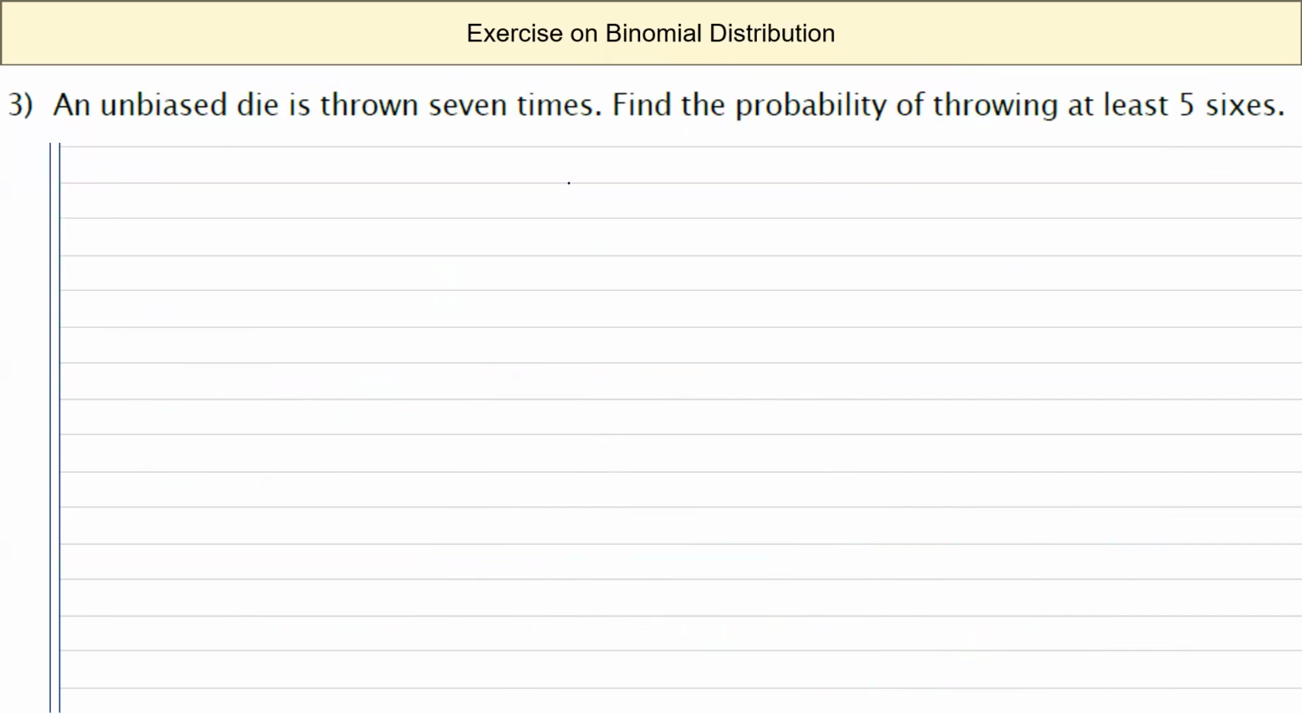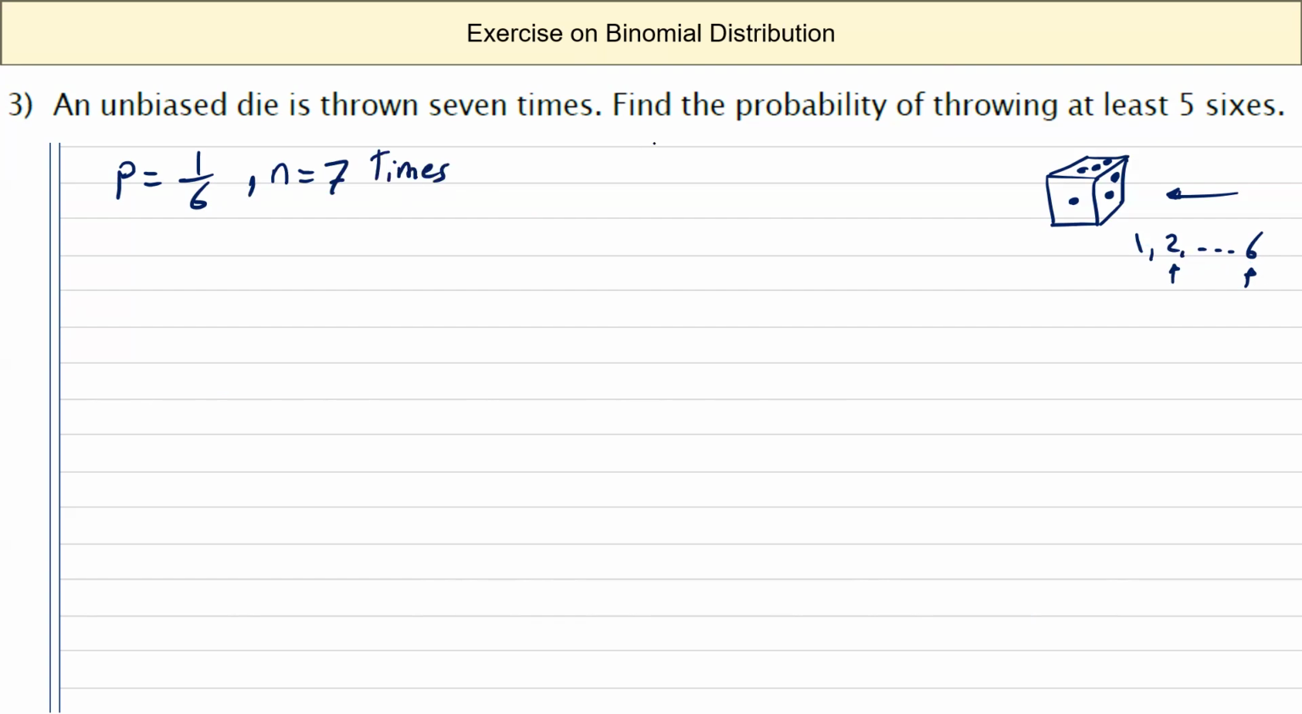An unbiased die. The die is a regular cube, has the dots from 1 to 6. Unbiased means the probability of each face is 1/6. So probability of success here is 1/6 for each trial. Probability of getting any number from 1 to 6: getting 1 is 1/6, getting 2 is 1/6, and getting 6, any number. And the unbiased die is thrown 7 times. So the number of trials here is 7. The question now: find the probability of throwing at least 5 sixes.